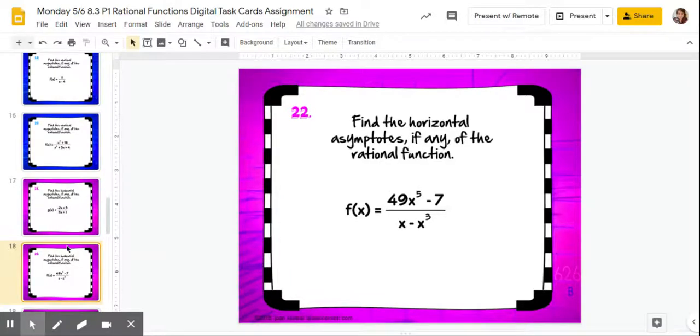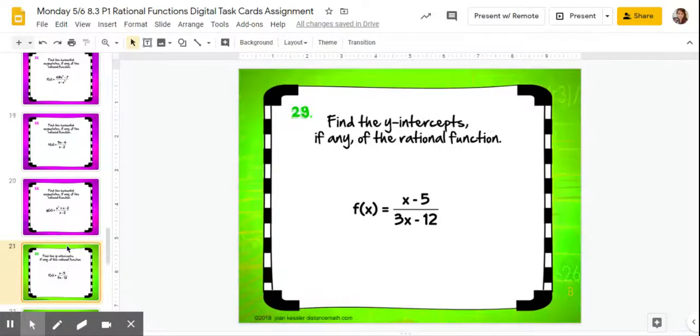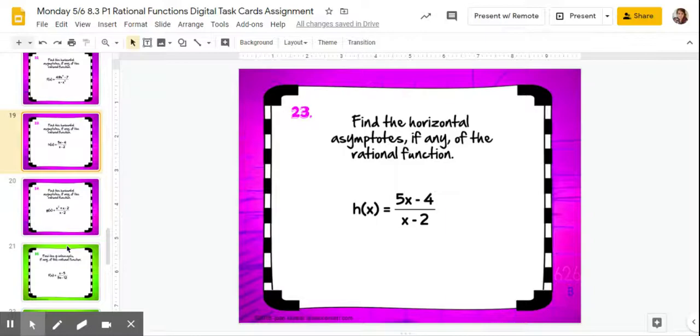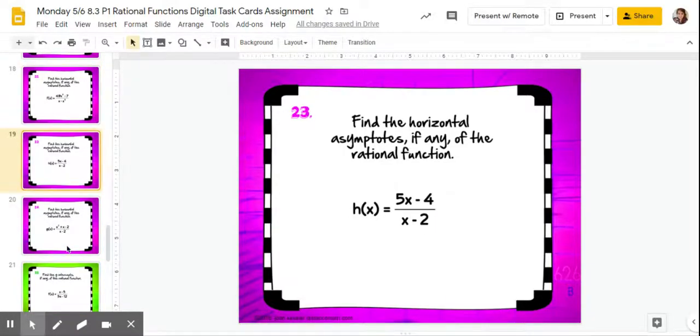Number 20, 22, 23, 24, those problems you are finding the horizontal asymptote. So you're going to be dealing with the leading coefficient only. If it is a heavy top, then there is no horizontal asymptote. If it's a heavy bottom, then the horizontal asymptote is 0. And if they have the same power, then you're going to look at the leading coefficients to figure out what your horizontal asymptote is.